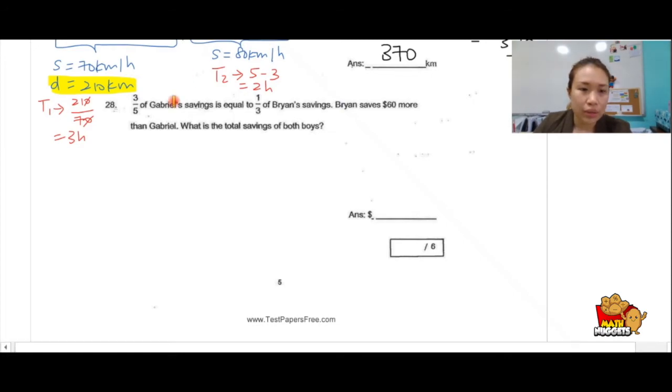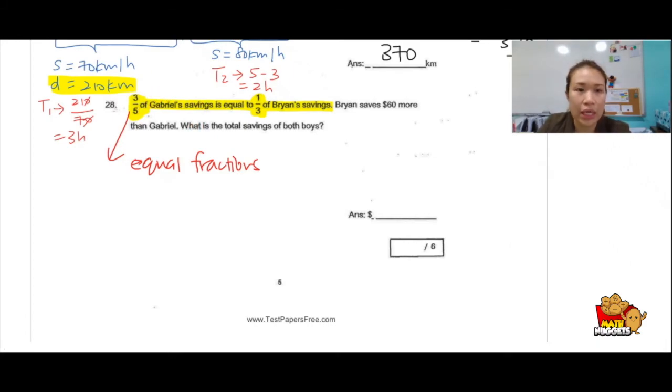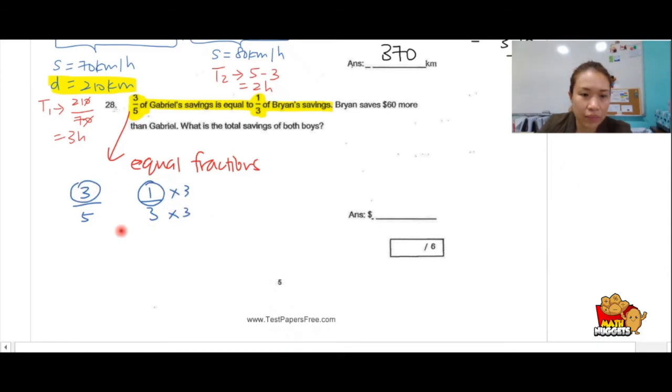Question 28. 3/5 of Gabriel's savings is equal to 1/3 of Brian's savings. This kind of question has equal fractions. What do we do when we see equal fractions? When they say a fraction of somebody is the same as a fraction of somebody else, we make the numerator the same. So I'll make the numerator the same, which means I multiply by 3 here.